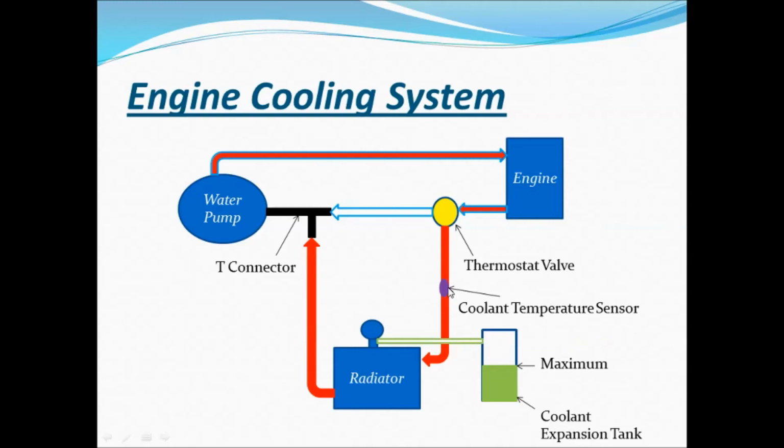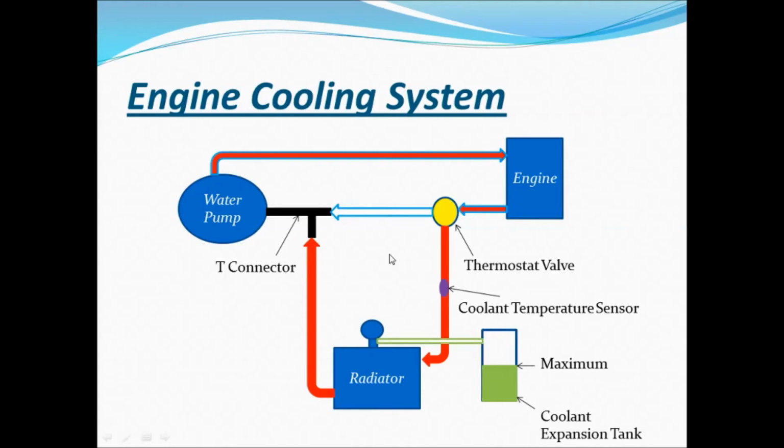Once the coolant enters through the radiator upper hose, the coolant temperature sensor senses the temperature of the coolant and sends the signal to the ECU. And then the ECU switches on the radiator fan. When the radiator fan is switched on, it sucks atmospheric air, and this air passes through the radiator fins. When it passes through the radiator fins, the coolant in the capillaries of the radiator is cooled down. So the coolant with the lower temperature is sent back to the water pump.